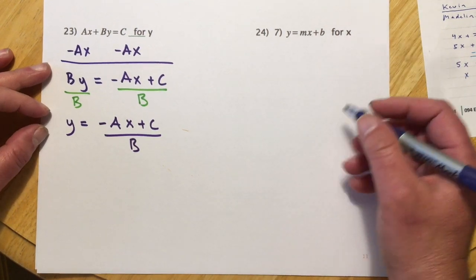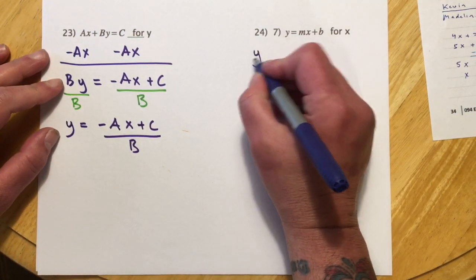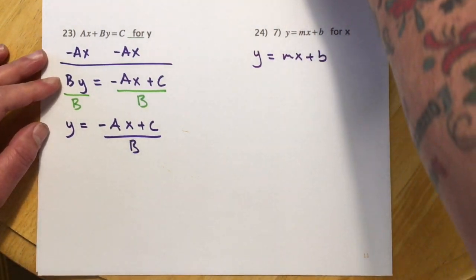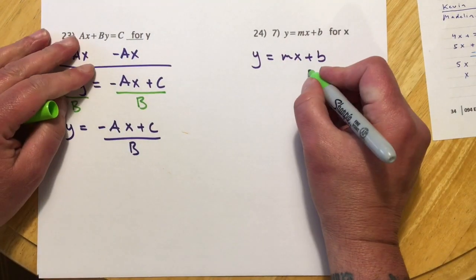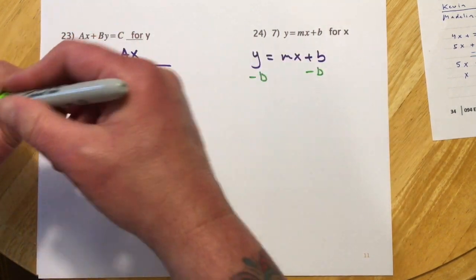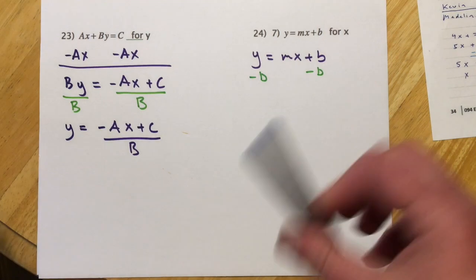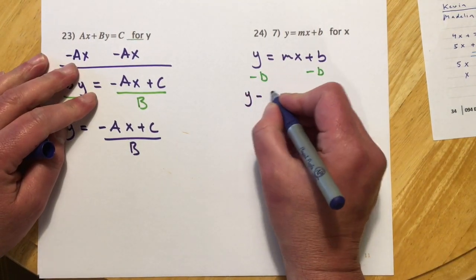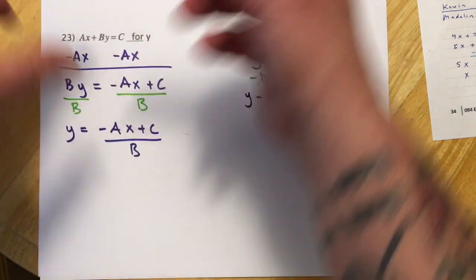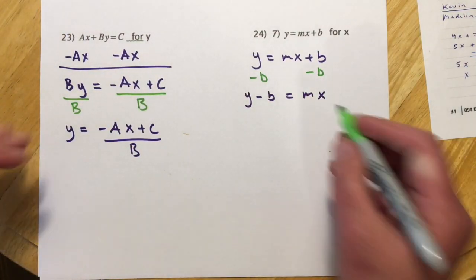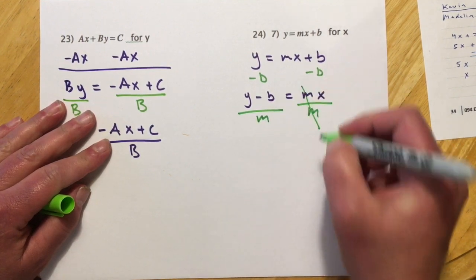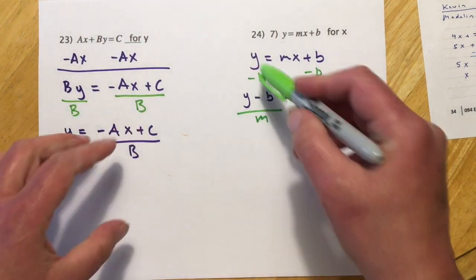And this last one is solve for x. So we have y equals mx plus b. And so I will subtract the b over, because I'm shooting for this x. So that's going to be y minus b equals mx. And then divide both sides by m to finish getting x by itself. Those cancel. So that'd be your answer.